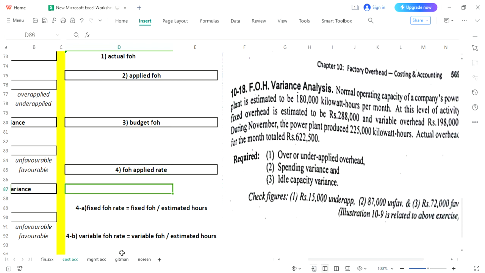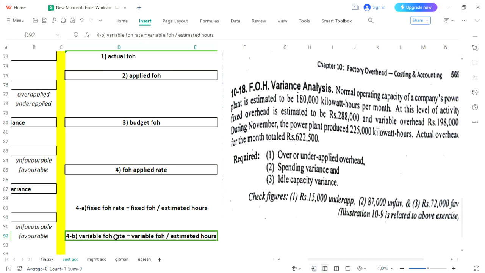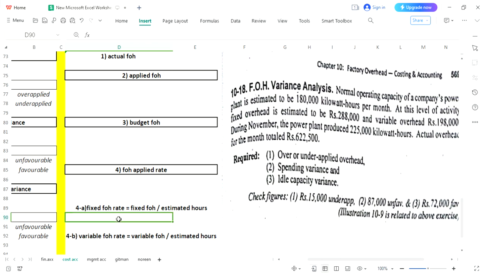The very first step would be to calculate 4A and 4B. That means the last step would be calculated first, and then we will go to the fourth, third, second and first step. When these four steps are completed, we will go back to the main page. The very first thing which will be calculated would be the fixed FH rate. For that we will come over here, and please pay attention over here.